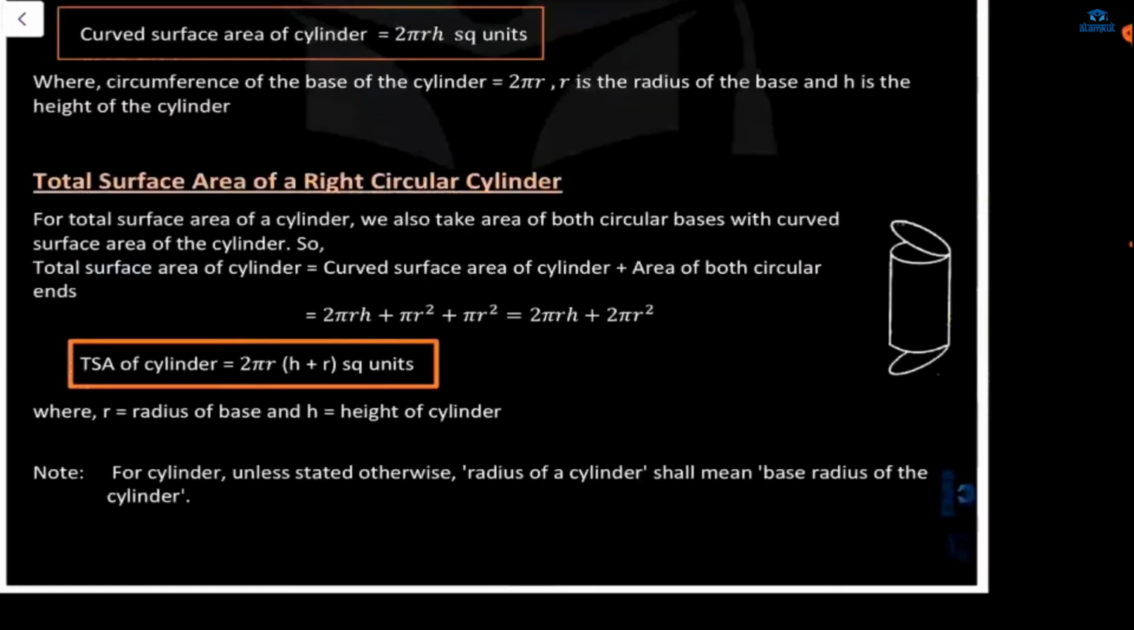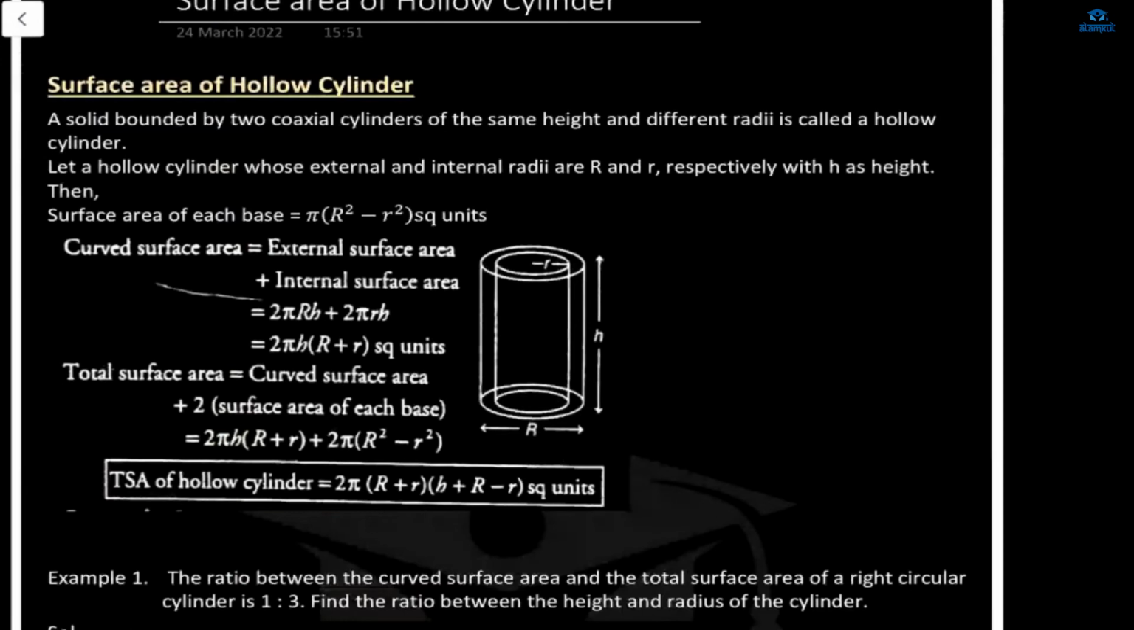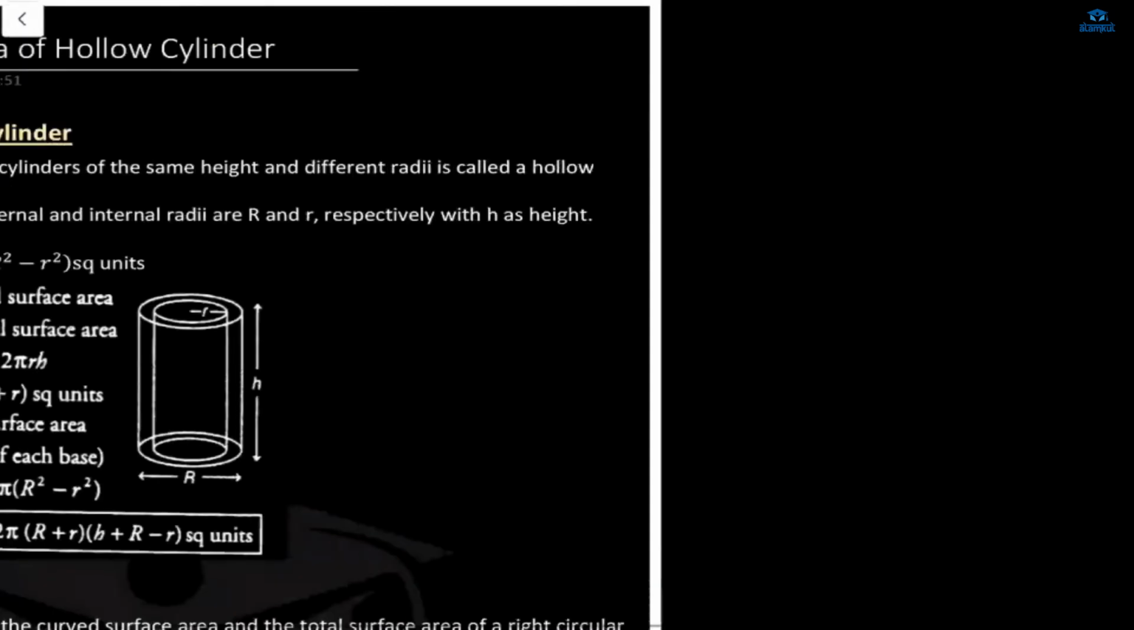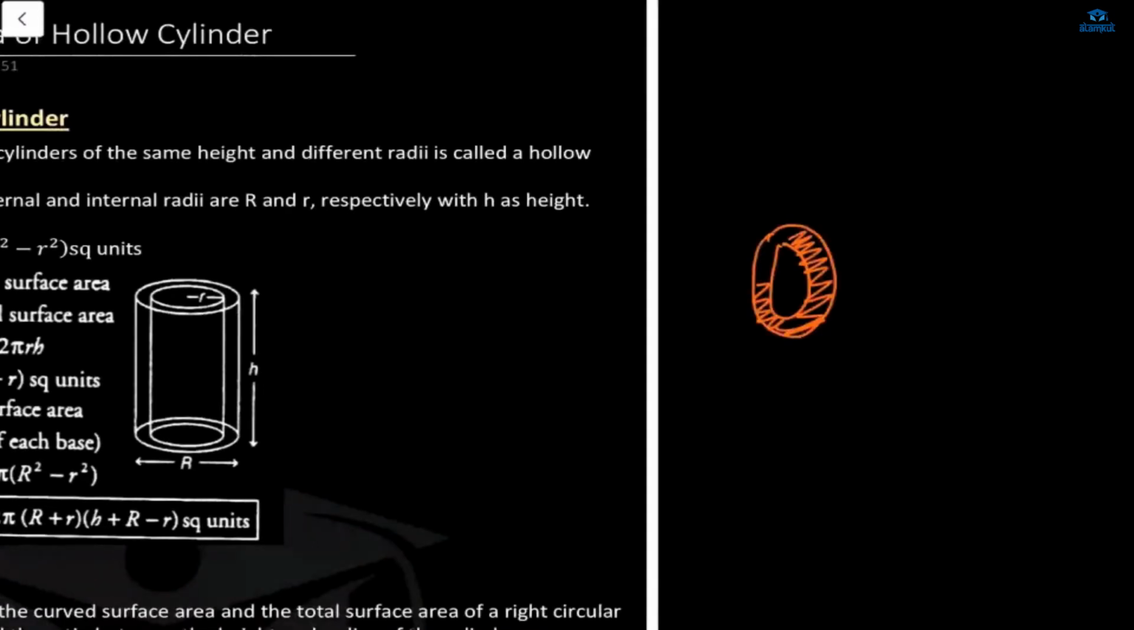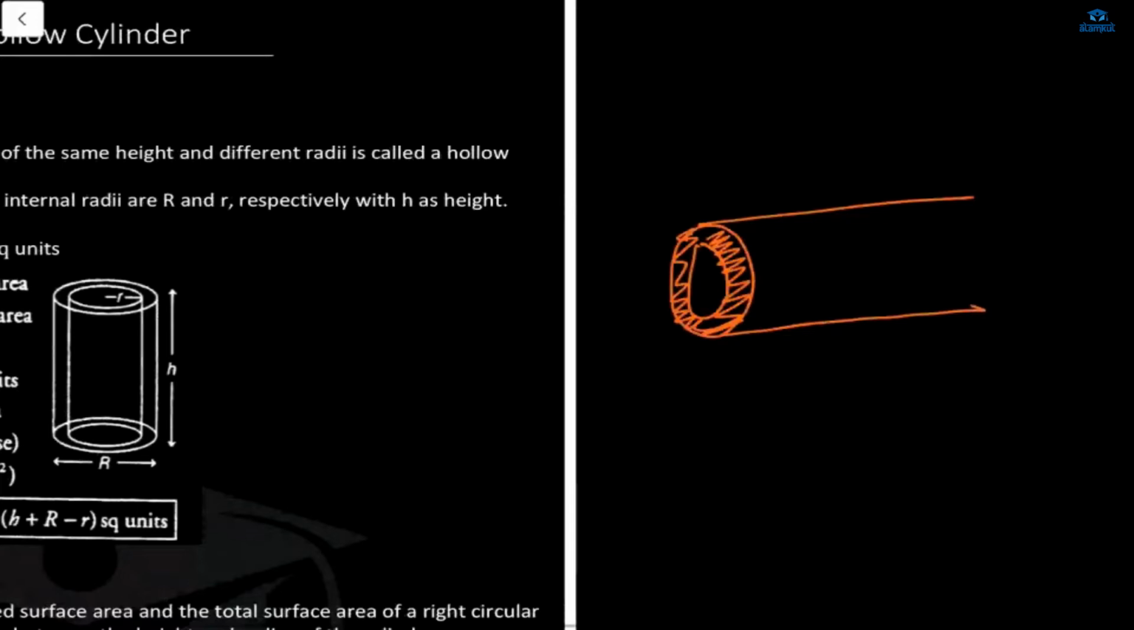That is your total surface area. Now, what will be the surface area of a hollow cylinder? A hollow cylinder means there will be two cylinders, one inside the other. When you see a pipe with some thickness, this is your thickness, and this is a cylindrical pipe. So we need the inner portion also, and we need to look at the outer portion too.